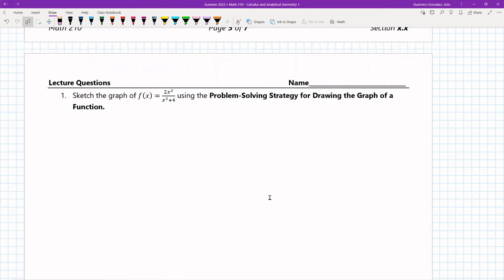As always, since we're doing a lot of graphing here, you can go ahead and use a graphing utility, whether it be a graphing calculator or Desmos, just to verify if you're doing everything right, okay? That is perfectly fine, okay?